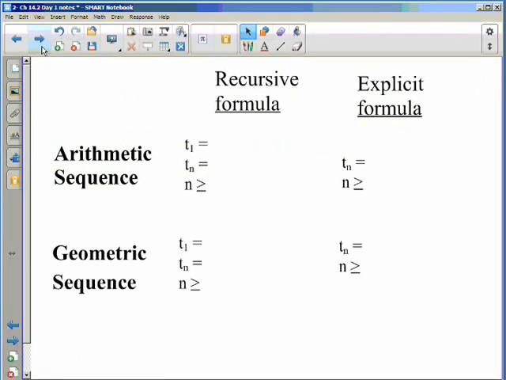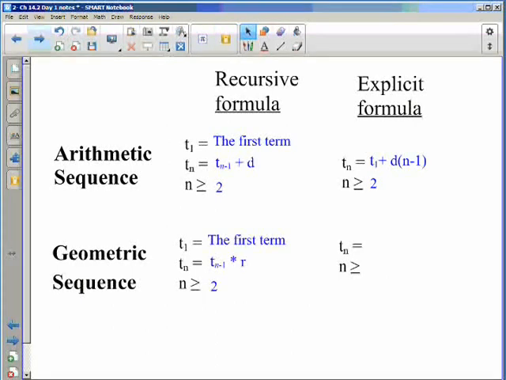To generalize then, let's look at recursive and explicit formulas for both arithmetic and geometric sequences. For arithmetic, the recursive formula looks at T sub 1 being the first term, and then any value out there, some nth value, looks at the previous and adds D, which we call our common difference. If we want to look at the explicit formula for arithmetic, we can find any value T sub n by taking whatever the first term is, T sub 1, and adding n minus 1 differences, or D times n minus 1. For geometric, same idea, first term, and instead of adding a difference, we multiply by a common ratio.